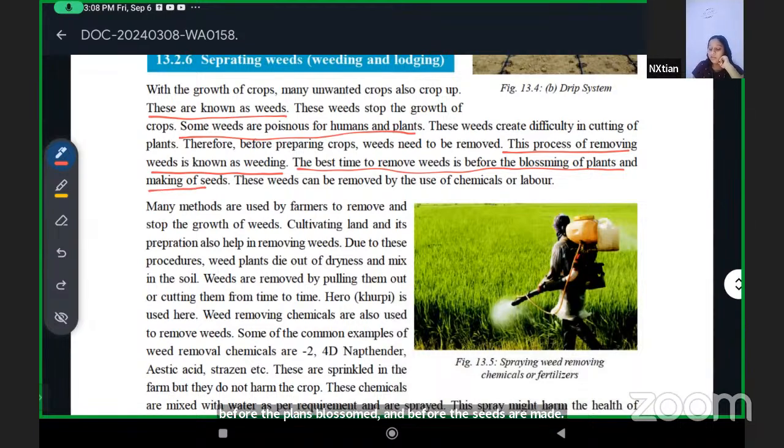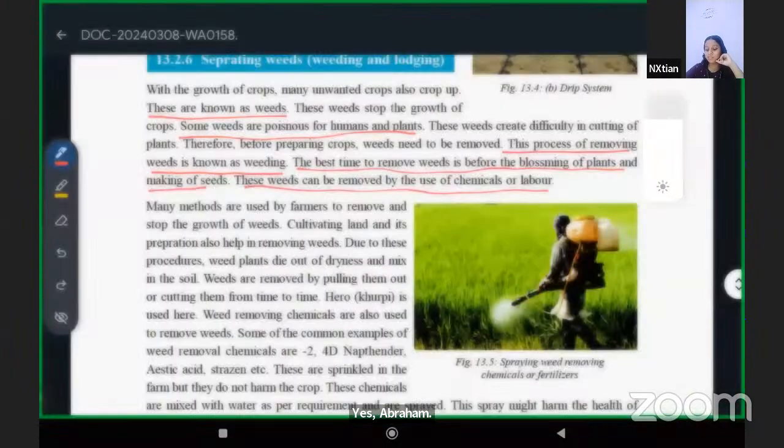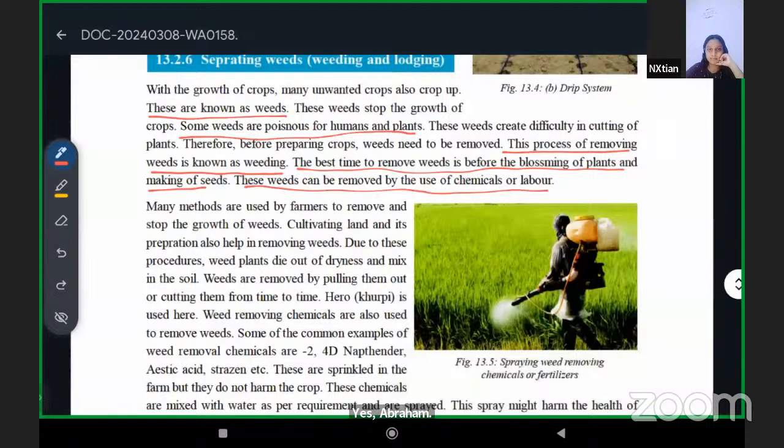These weeds can be removed by the use of chemicals or labor. Sometimes chemicals are sprayed on the weeds to kill them, and sometimes it is done by hand. Humans, yes, Abraham. If there are things that can remove weeds, are there pesticides or chemicals that grow weeds? That grow weeds? No, Abraham. There are no such pesticides or chemicals that grow weeds, but there are ones that kill the weeds.